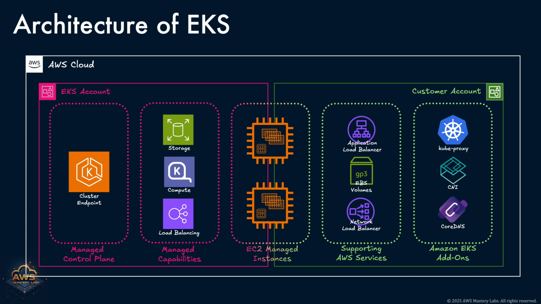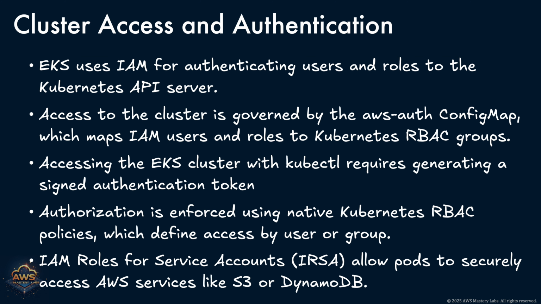Access and authentication are critical components of managing a Kubernetes cluster securely, and Amazon EKS provides a robust framework for both. In EKS, authentication to the Kubernetes API is handled through AWS IAM. Instead of native Kubernetes user objects, EKS uses IAM users and roles to determine who can access the cluster. This is accomplished using the AWS IAM Authenticator, which verifies the identity of the user or service making a request to the Kubernetes API. Once IAM authentication is in place, authorization is governed through the aws-auth config map, which maps IAM users or roles to Kubernetes RBAC groups, such as system:masters, which grants full admin access.